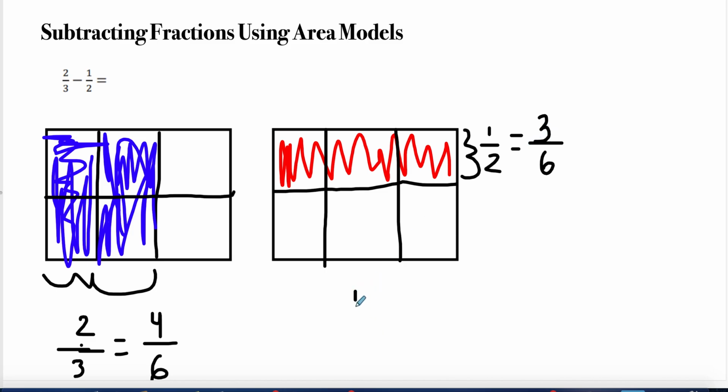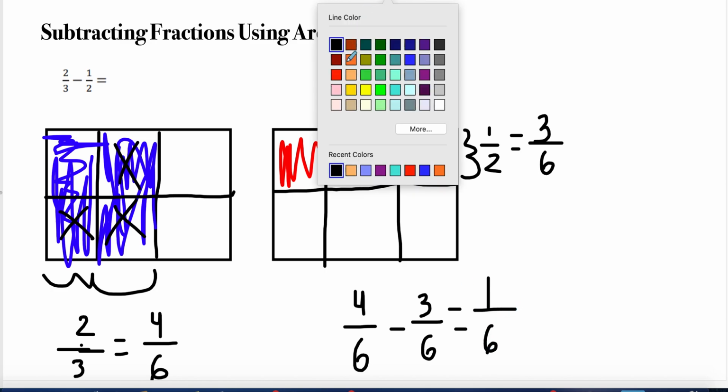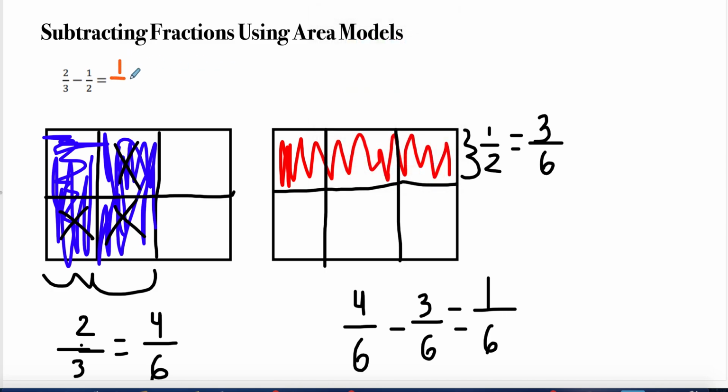So I'm going to do 4 6ths minus 3 6ths. I'm just rewriting my original equation using my new equivalent fractions. I could even cross out on my first model. I could cross out 3 6ths, and I could see that I have 1 6th left shaded, or I could just subtract across, and I would have 1 6th left. So I can say that 2/3 minus 1/2 is equal to 1 6th.